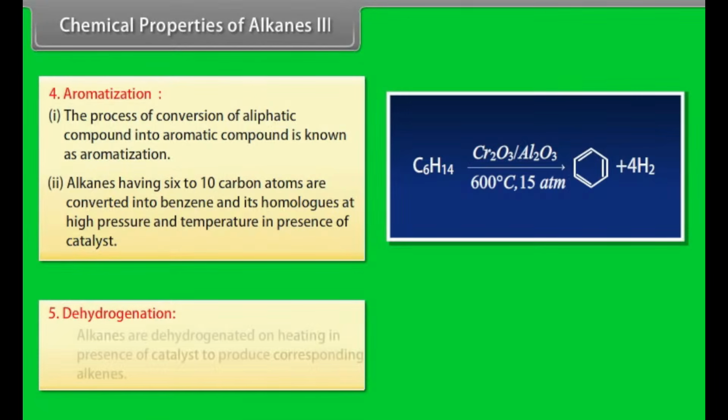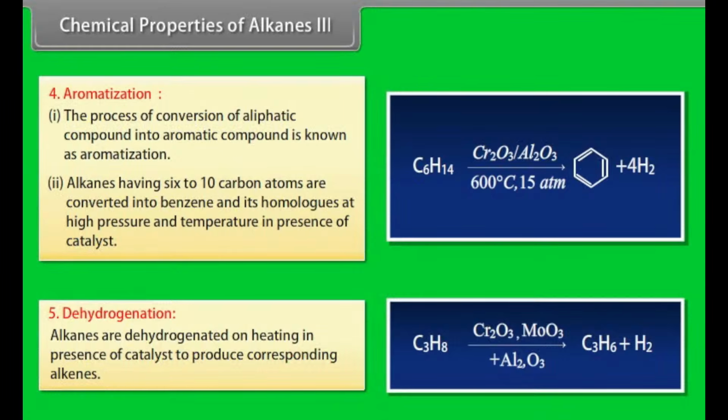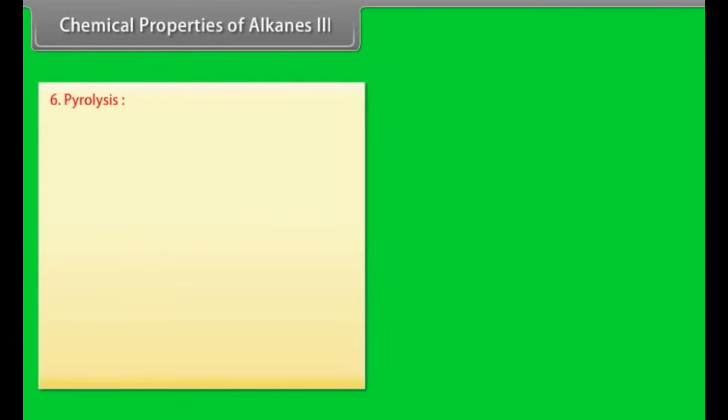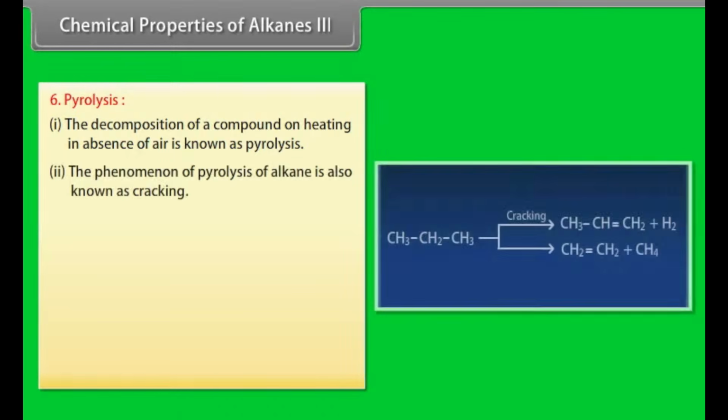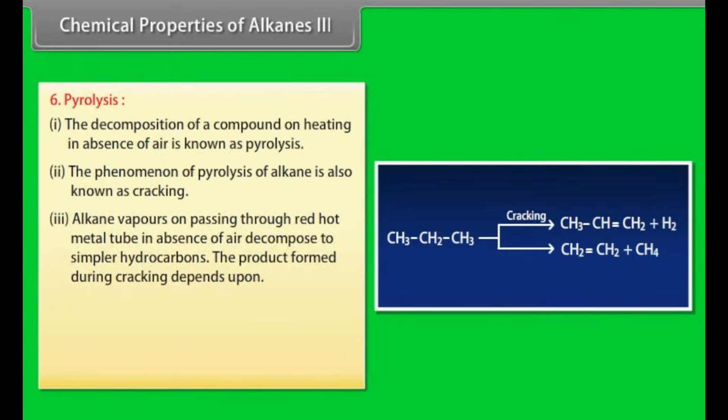Dehydrogenation. Alkanes are dehydrogenated on heating in the presence of a catalyst to produce corresponding alkenes. Pyrolysis. Number 1. The decomposition of a compound on heating in the absence of air is known as pyrolysis. Number 2. The pyrolysis of alkanes is also known as cracking. Number 3. Alkane vapors passed through a red-hot metal tube in the absence of air decompose to simpler hydrocarbons.